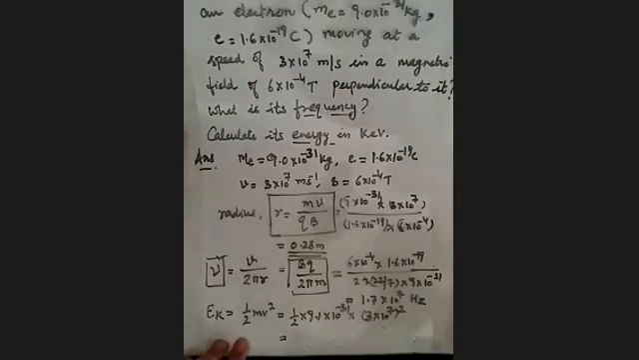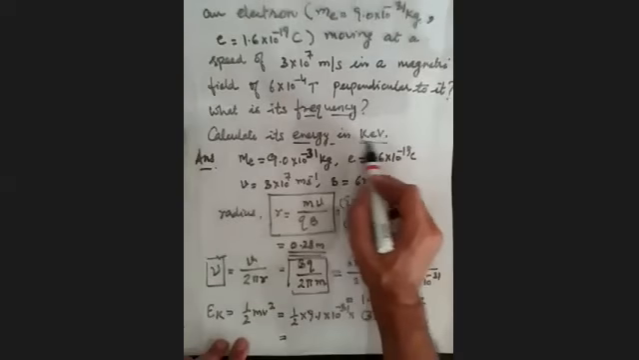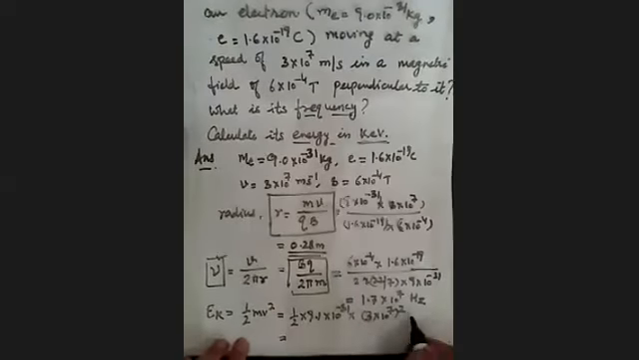So what do we have to do here? We have to find out the energy in the unit, yes, kilo electron volt. So this energy we will get in joule.